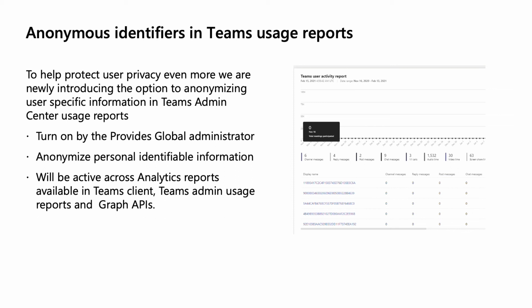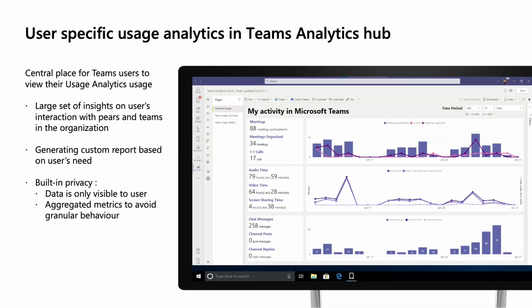The global administrator will be able to turn on anonymizing usage reports. Once enabled, personally identifiable information like username, email address, and Active Directory ID can be anonymized. The anonymized report will be active across different Teams surfaces like analytics reports available in the Teams client, different Teams Admin usage reports, Graph APIs, and more.